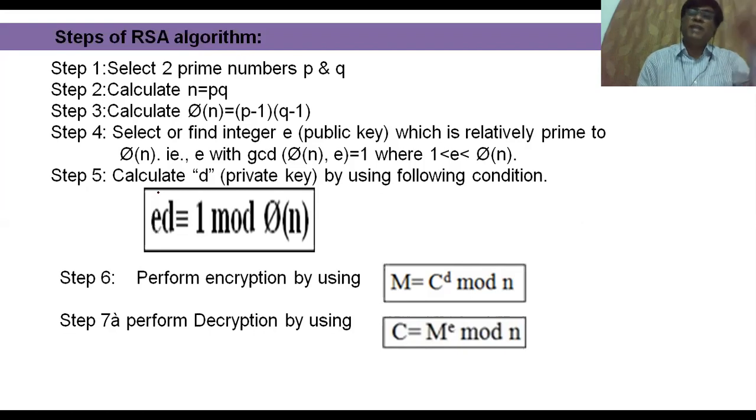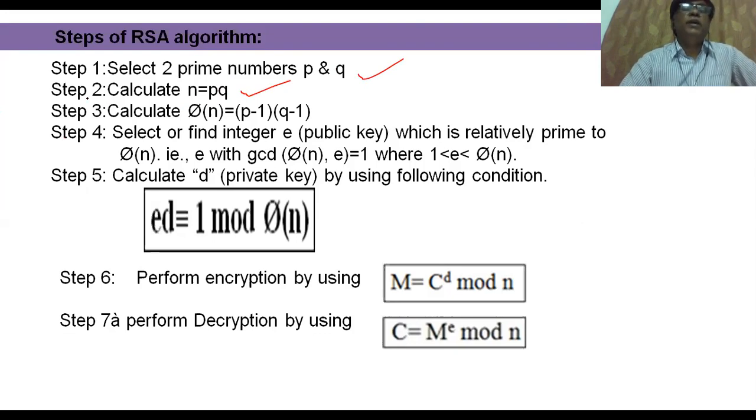Then calculate the N value, which is equal to P multiplied by Q. So P is one large number, Q is another large number. If you multiply both numbers, you will get a very, very large number. Assume that is N. So assume two primes P and Q, then multiply those two numbers, and that is N.